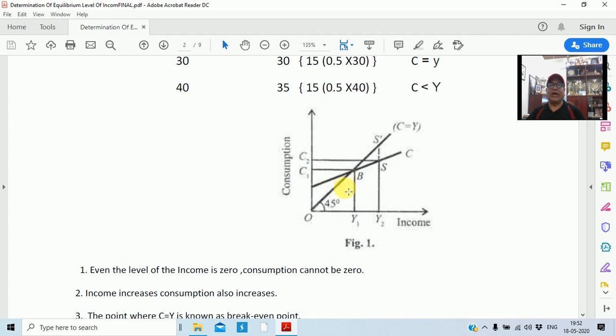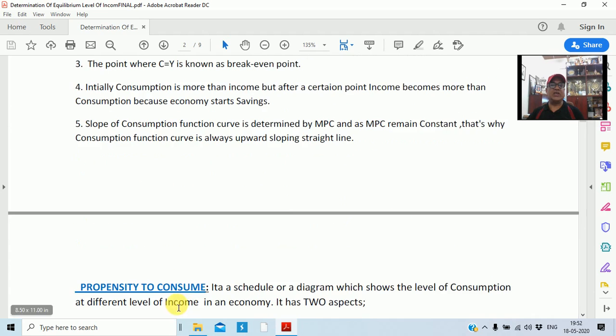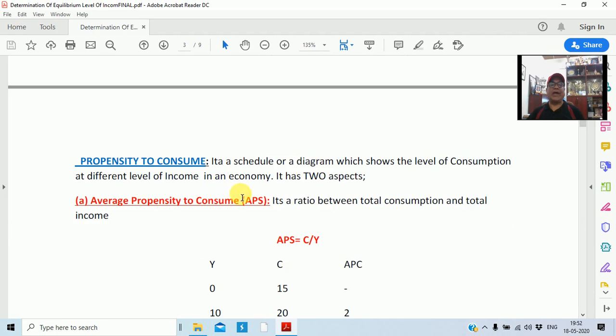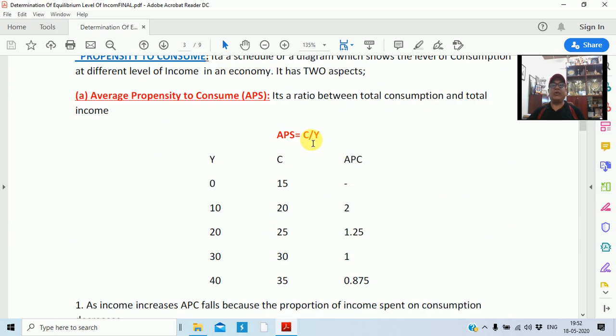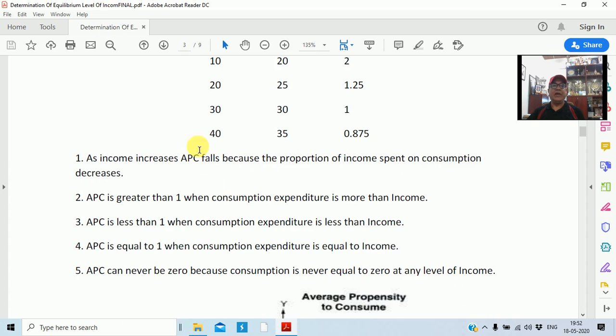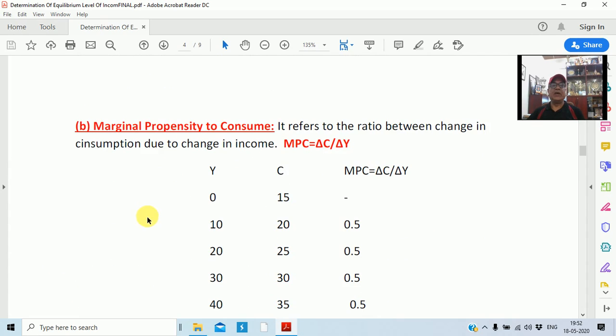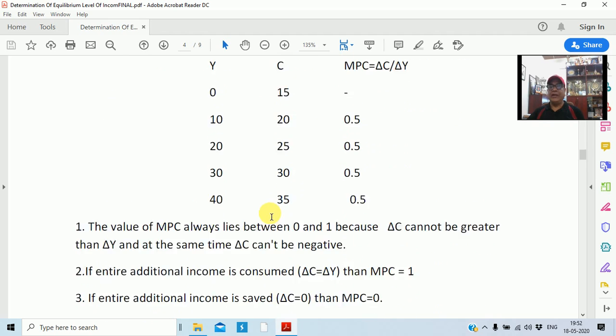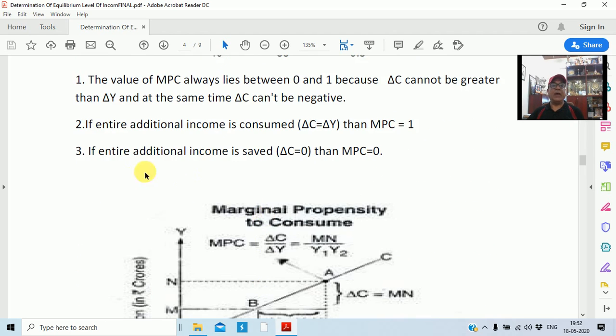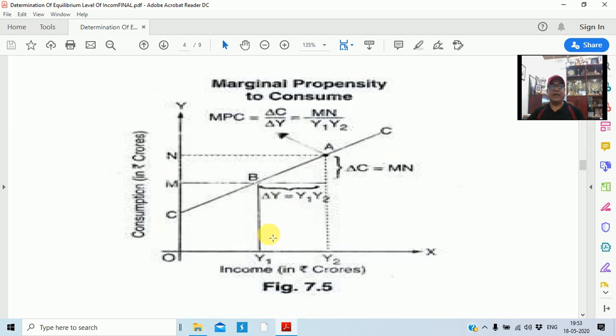This is about the consumption function and its features. Then we worked over two types of propensity to consume. One is APC. How do we calculate APC? C by Y. Its features, and the diagrammatic presentation of APC. And then MPC. What is that? Delta C by delta Y. How we calculate it, and the features of MPC: minimum value is 0, maximum value is 1, and the diagrammatic presentation.